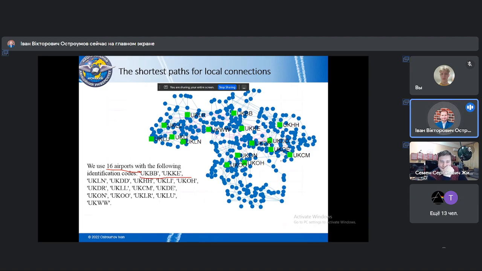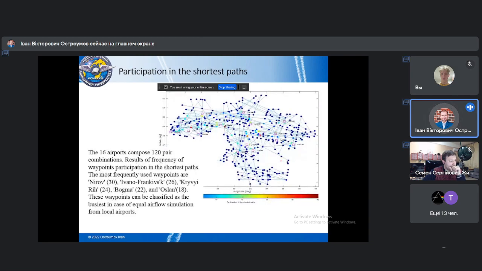And then we apply Poisson air traffic for each waypoint of an airport to reach different combinations within the airports network. 16 airports give us 120 pairs of combinations of airports, and we apply Poisson air traffic simulation. Then we got that the most useful waypoints in our network, based on the shortest path in the flight roads network, are Minirov waypoint, which participates 30 times in the shortest path between pairs of airports, then Ivano-Frankivsk and Kryvyi Rih.